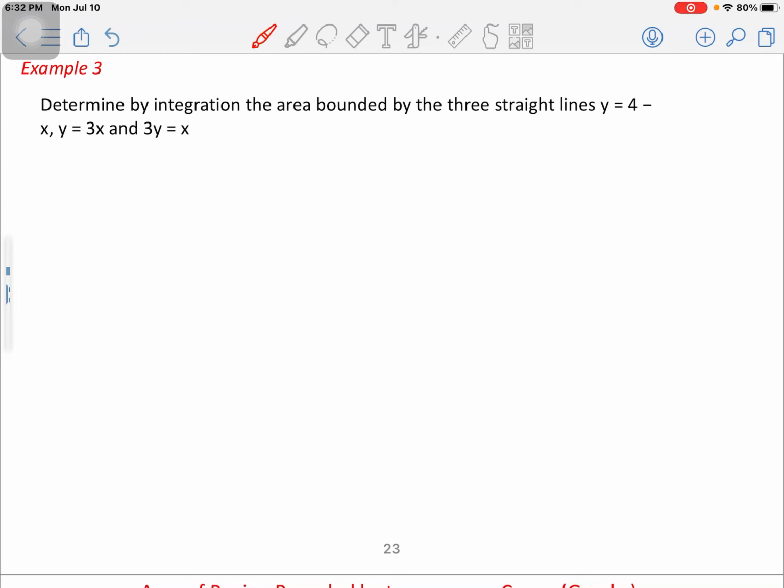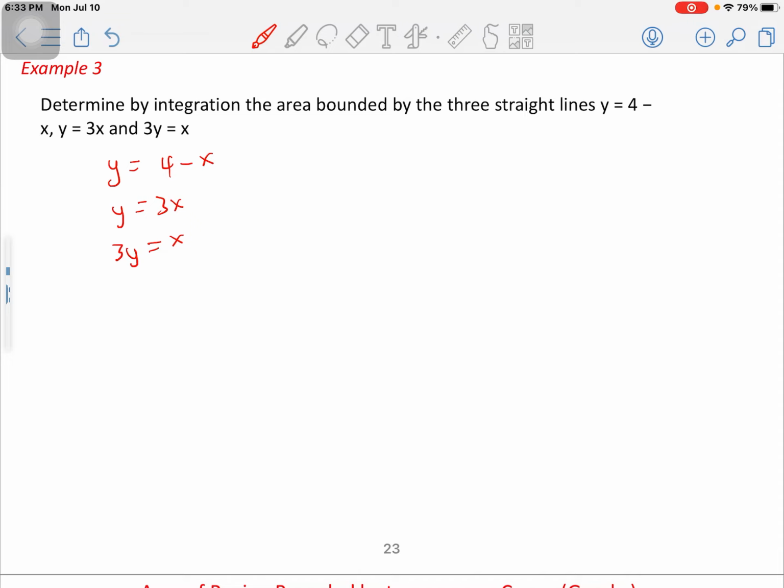Let's look at the last question. The last question tells us that we should find the area by integration, which is bounded by the three straight lines. The first one is y equal to 4 minus x. The next one is y equal to 3x. The next one is 3y equal to x. So now these are the functions that we have.